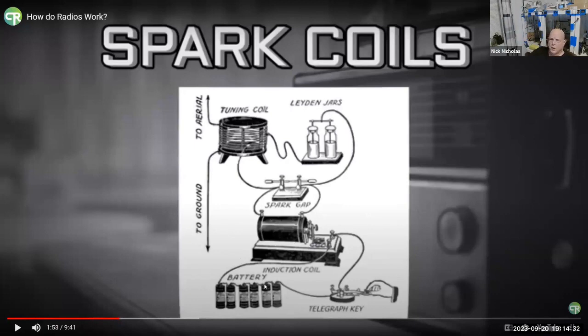And I'm going to explain it all to you before we go on, because this is a basic radio. What we have here is a power source. Eventually, they went to a generator motor combination type thing, or even an engine to replace having to use batteries.